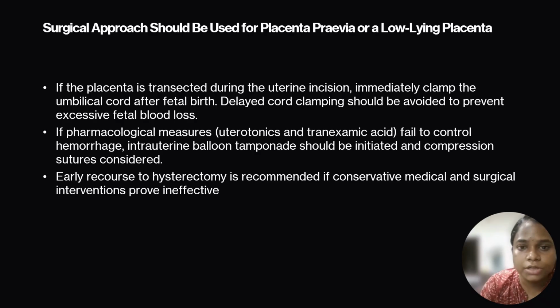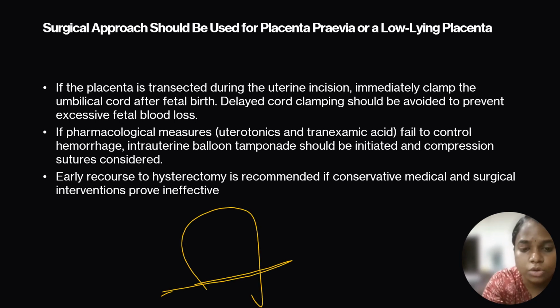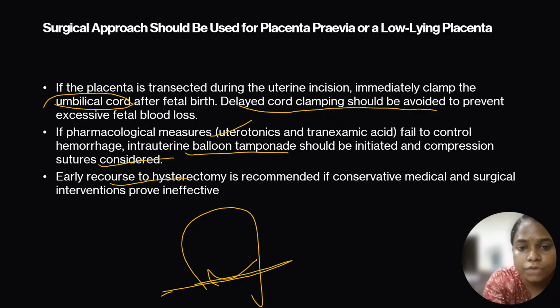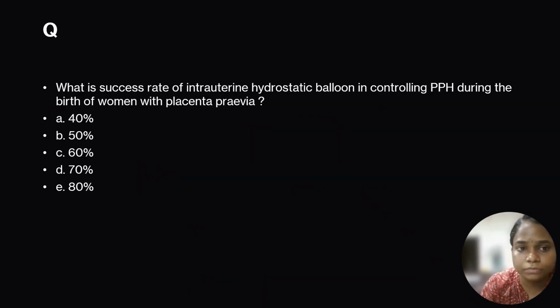Coming to procedures, while giving the uterine incision, you will transect through the placenta. You'll immediately clamp the umbilical cord. Delayed cord clamping should be avoided. Uterotonics, tranexamic acid; if they fail to control the bleeding, then you go for balloon tamponade, compression sutures and so on. Early recourse to hysterectomy: if medical and surgical measures fail, then you should go for hysterectomy.